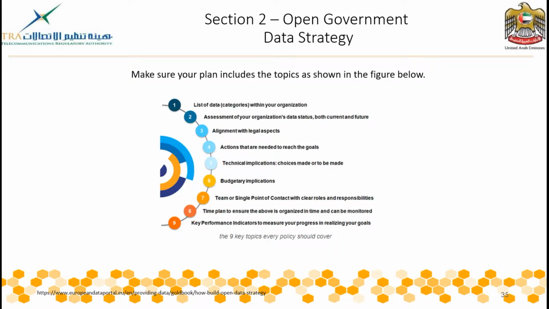Your plan should include the following 9 topics: list of data or categories within your organization, assessment of your organization's data status, both current and future, alignment with legal aspects, actions that are needed to reach the goals, technical implications, choices made or to be made, budgetary implications, team or single point of contact with clear roles and responsibilities, time plan to ensure the above is organized in time and can be monitored, and key performance indicators to measure your progress in realizing your goals.